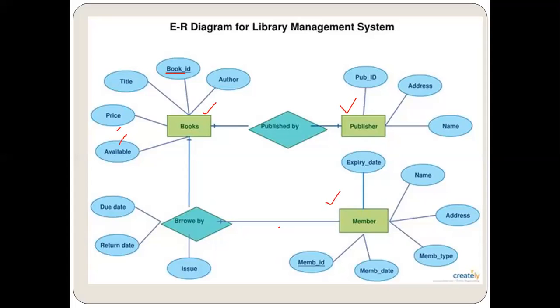Then if a member needs to browse or borrow a book, what happens? The borrowed relationship will have the due date, return date, and issue date. Then the member will have attributes, for example, the name, the address, member type, member date, and member ID will be the key attribute, because this is the unique identification for a specific member. Then we have the publisher, the next entity. The publisher will have an ID, which again is the key attribute. Address can be stated as a composite attribute.